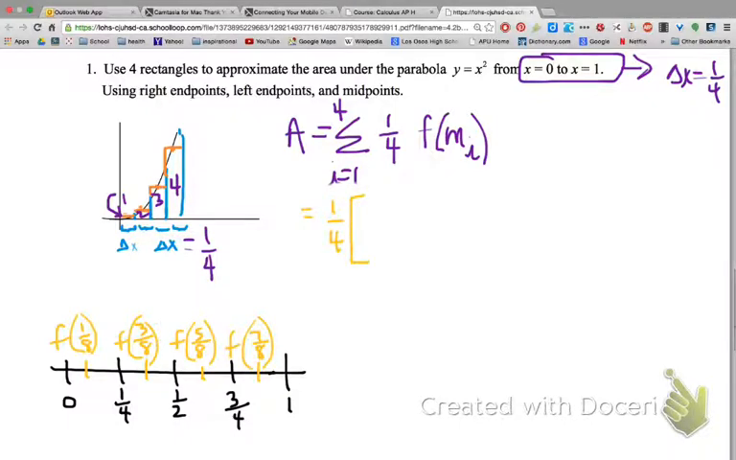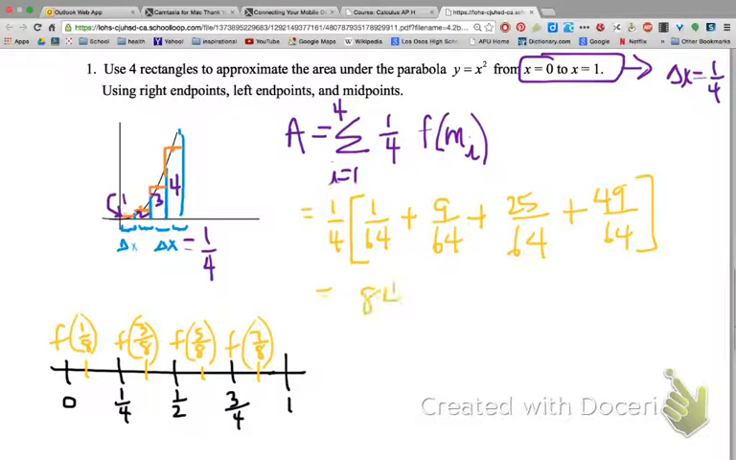And let's see. So f of 1/8 would be 1/64 plus, there's the summation. And f of 3/8, let's see, 3/8 squared would be 9/64. And 5/8 squared would be 25/64. And 7/8 squared would be 49/64. And so if I add those all up, I get 50, 75, and 9 is 84/64. And then when I reduce, I get 21/64.